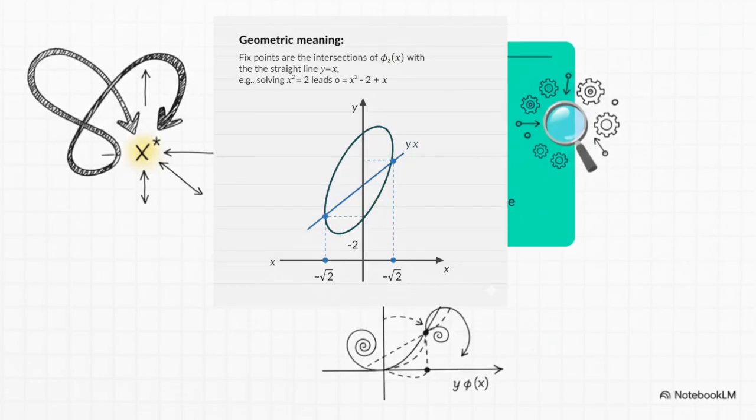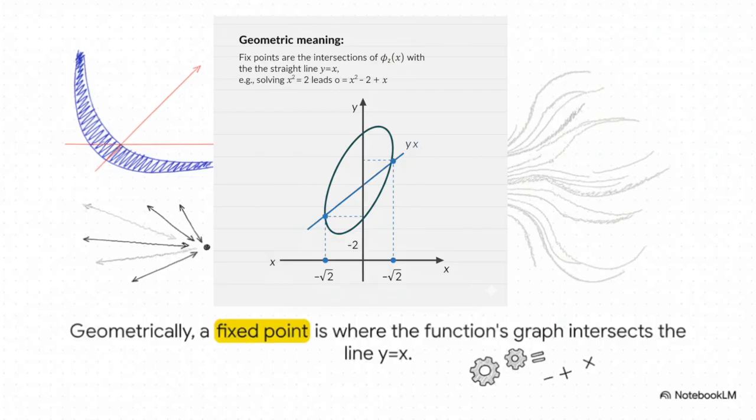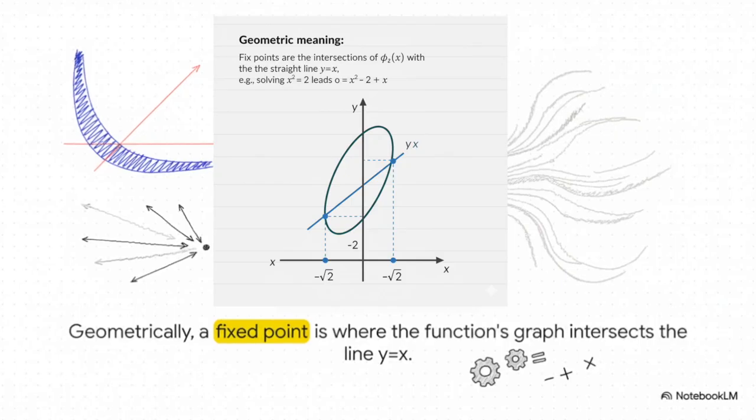Now, this might sound a little abstract, but trust me, it's the key that unlocks this whole puzzle. And if you're a visual person, this idea is actually super simple. Picture the graph of your function. Now imagine drawing a perfect diagonal line right through it, the line where y equals x. That exact spot where your function's graph crosses that diagonal line, that's your fixed point. It's the one place where the input and output are exactly the same.